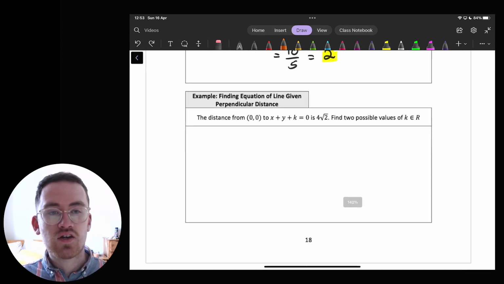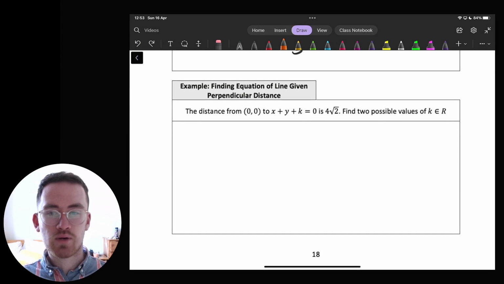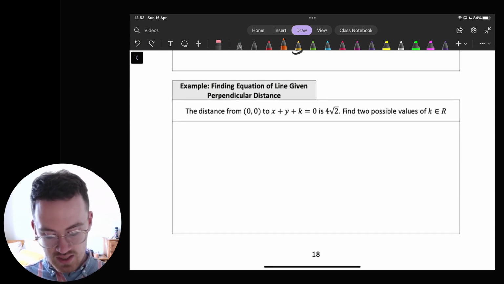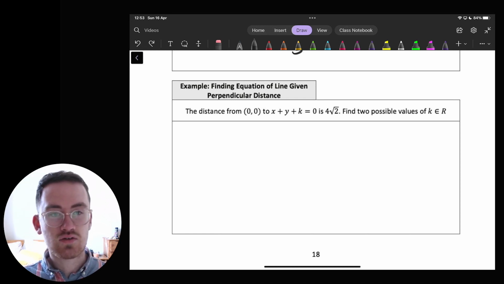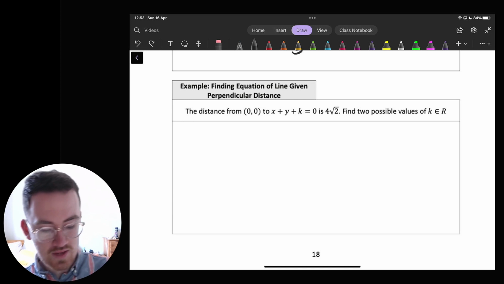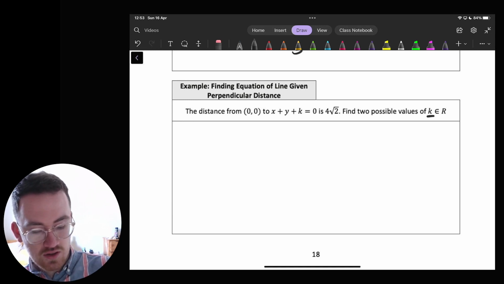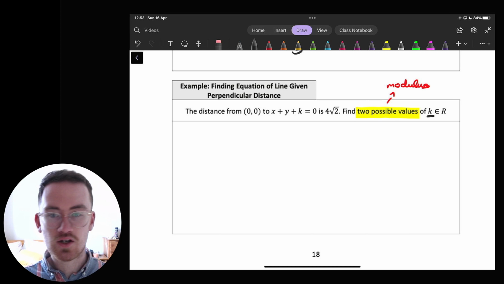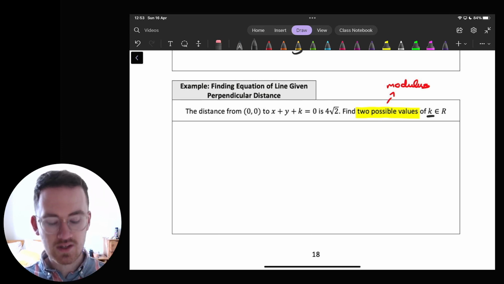Looking then at finding the equation of a line if we're given the perpendicular distance between this line and some particular point. The distance from 0, 0 to x plus y plus k is 4 root 2. Find the two possible values of k. We should know the two possible values are going to come out of the fact that we have the modulus. With all our questions, when we have modulus, we tend to end up with two possible answers because we're taking that positive value of it.